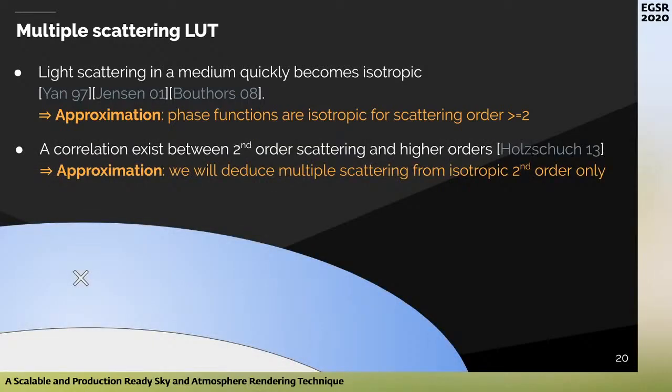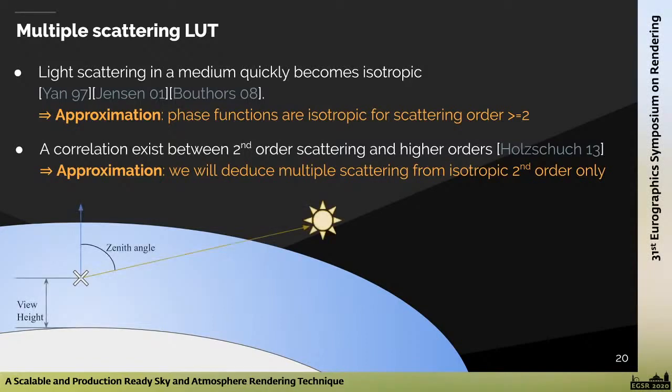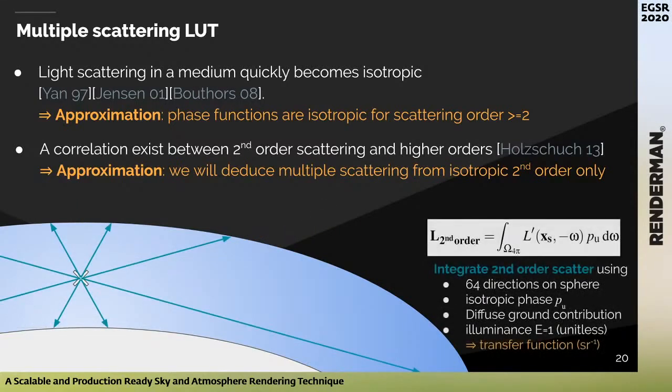So we need to evaluate the isotropic second order scattering for each point, altitude, and sun zenith angle. We do this by integrating the scattered light around each point within the atmosphere along 64 directions. But during this phase, we consider the light illuminance to be a unitless value of 1 in order to have a second order transfer function of unit 1 over steradian. This is important for later.